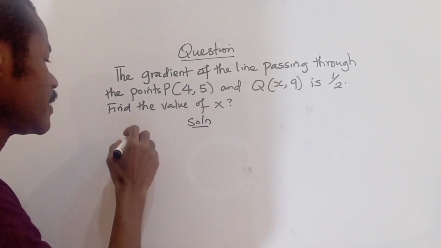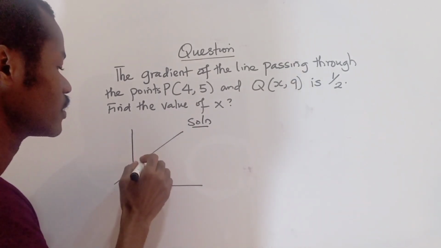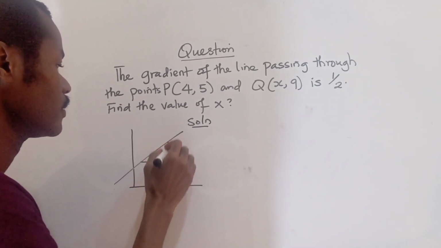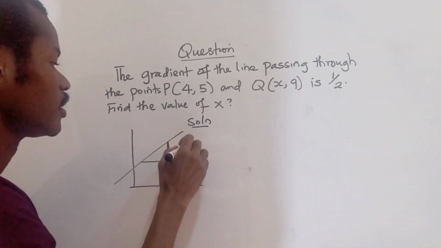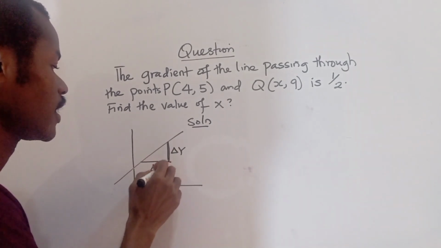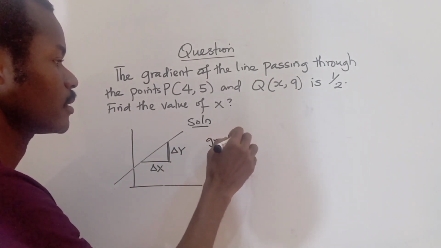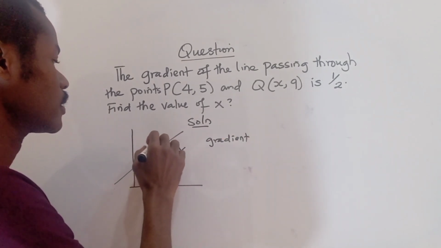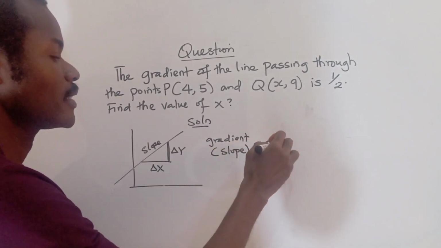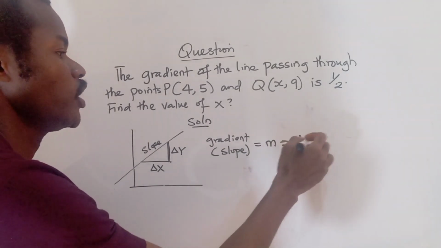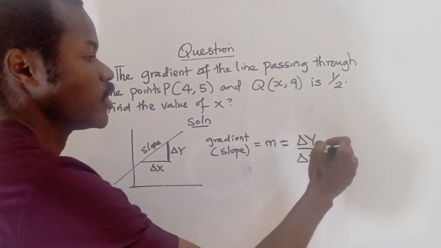If I have a graph and this is a line, the gradient most times forms a triangle like this. We have this part as our change in y and this part as our change in x. The gradient is the slope, which most times we denote with the letter m, and it equals change in y divided by change in x.